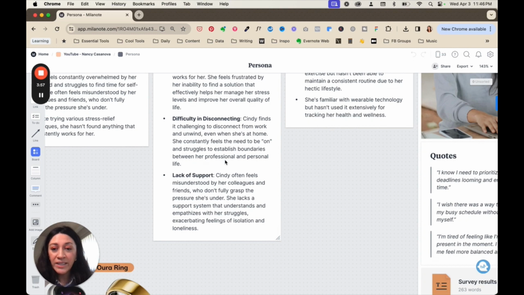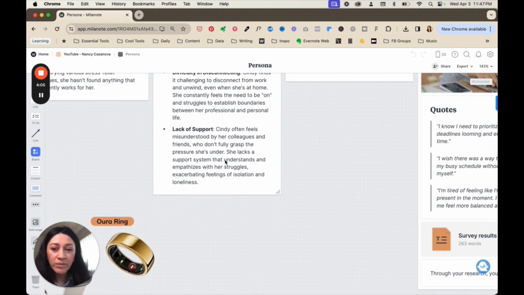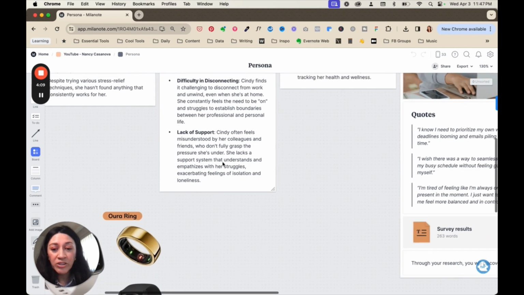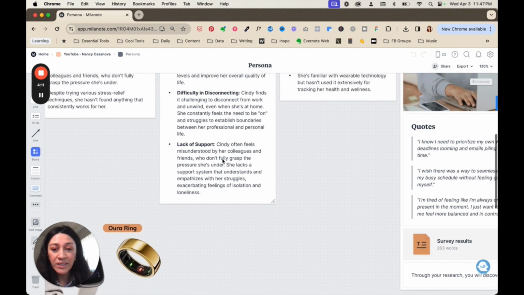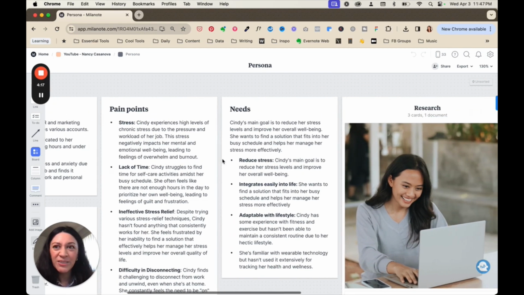And maybe she has difficulty disconnecting. She's always working, so it's hard for her to unwind and walk away from work. And then there's a lack of support. Sometimes her coworkers don't really understand the pressure she's in. Her family and friends say, you're going to be okay, but they can't relate to her. So she's like, I don't feel understood.